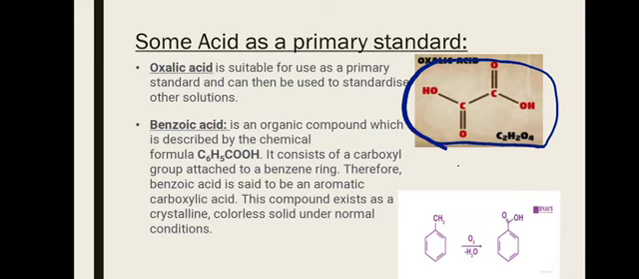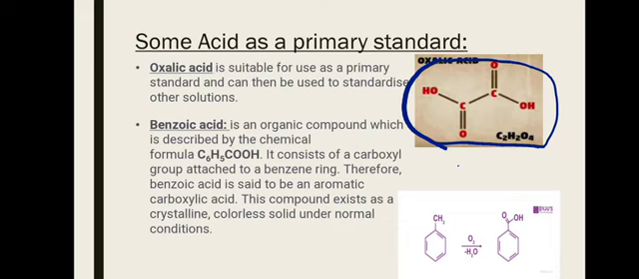Secondly, benzoic acid. It is an organic compound which is described by the chemicals. It consists of a carboxyl group attached to a benzene ring. Therefore, benzoic acid is said to be an aromatic carboxylic acid. The compound exists as a crystalline, colorless solid under normal conditions.